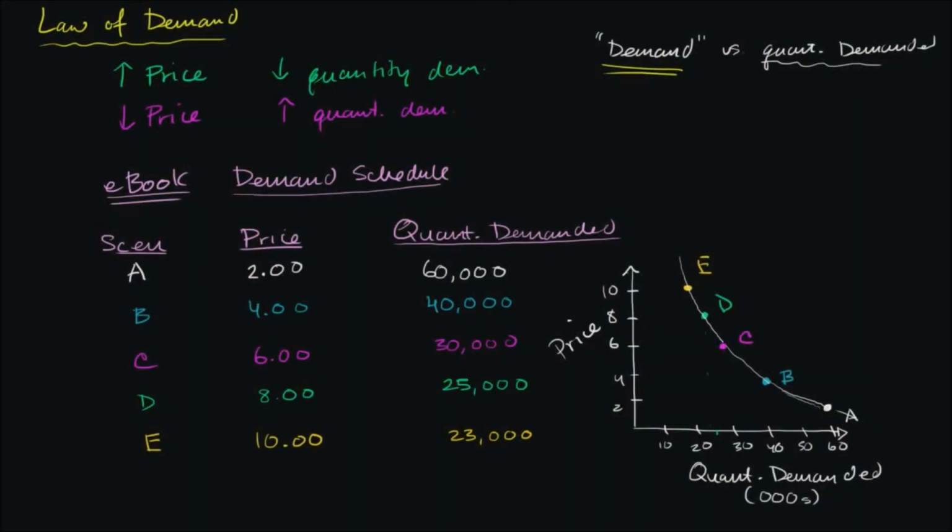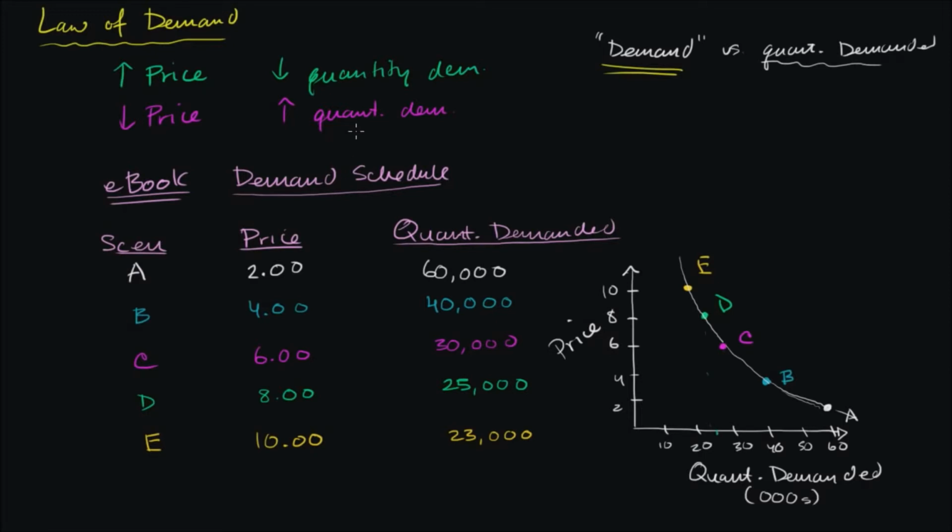We've talked a little bit about the law of demand, which tells us all else equal, if we raise the price of a product, then the quantity demanded for that product will go down. Common sense. If we lower the price, then the quantity demanded will go up. And we'll see a few special cases for this.